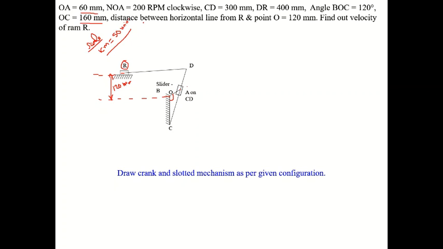Then what is the CD length? CD length is 300 mm, which means 300 divided by 50, 6 centimeter. Take your scale and keep one end of the scale at C, keep the scale so that it crosses A, and draw the 6 centimeter line. That should cross point A. So we got D.